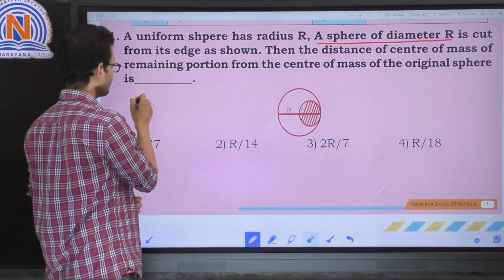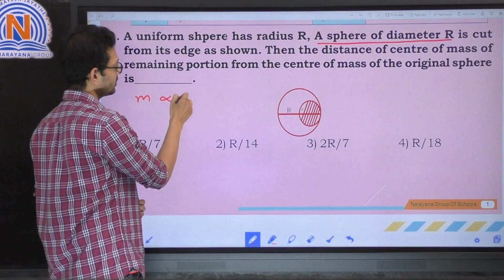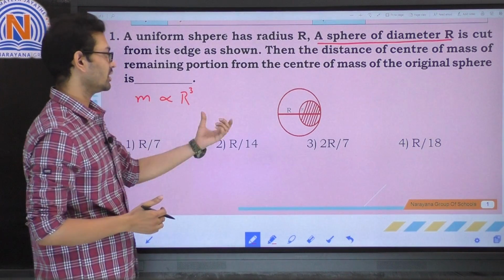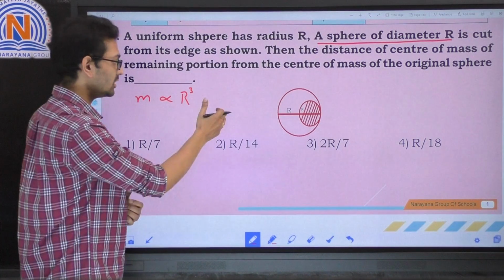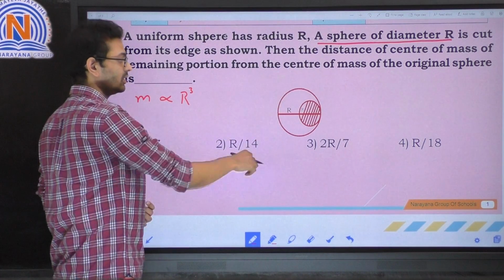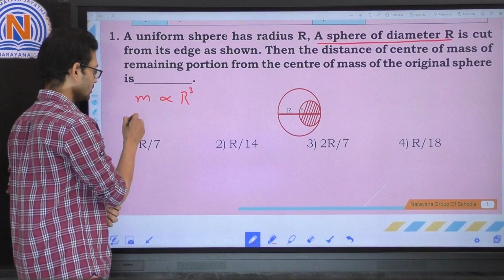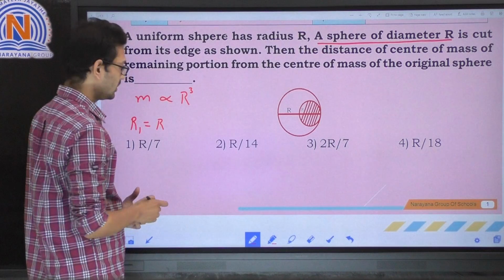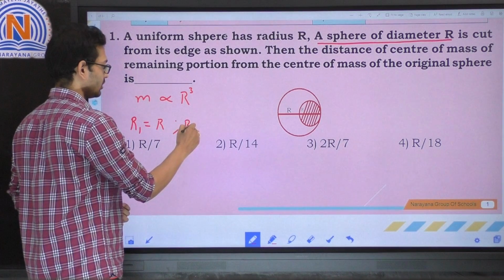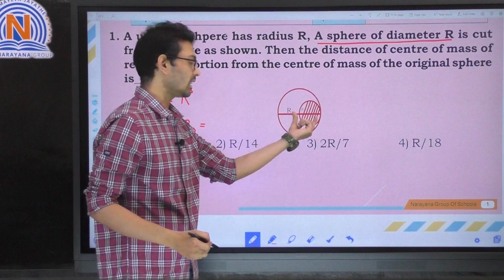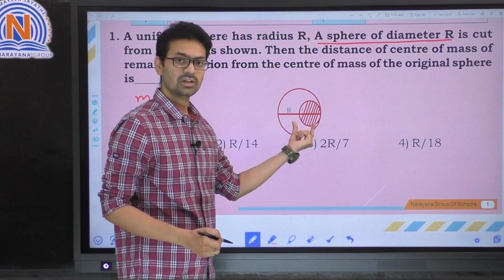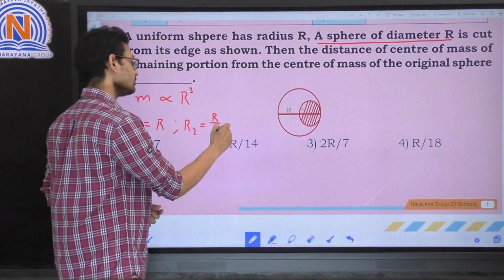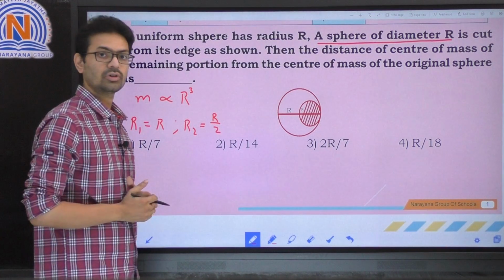Now we all know that the mass of the sphere is directly proportional to the radius cube, right? So we will try to figure out the masses, and let me write down the radius. The radius of the first one is r1 equals r, and the radius of the second one is r2. The diameter of the second one is r, so the radius is going to be r by 2, right? So you got both the radii.